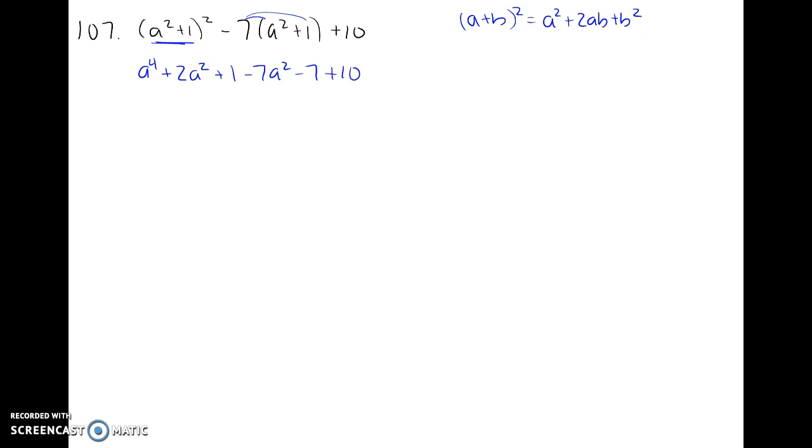You have a to the fourth minus 5a squared, and then you have 10 plus 1 is 11, minus 7 is 4. So plus 4. Okay, so now this still is a polynomial of quadratic form. It's not a quadratic because this is not squared right here. It's to the fourth. But remember, it's factorable as long as this one is twice as much as that one.